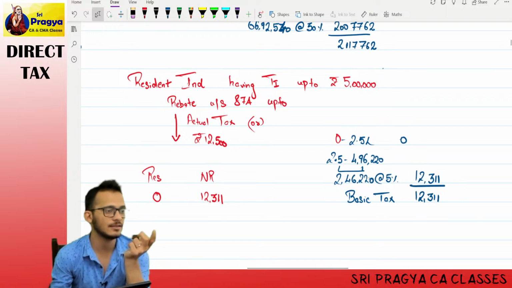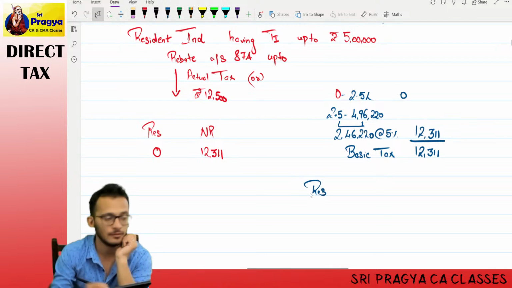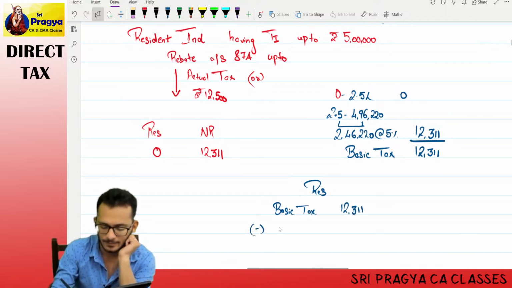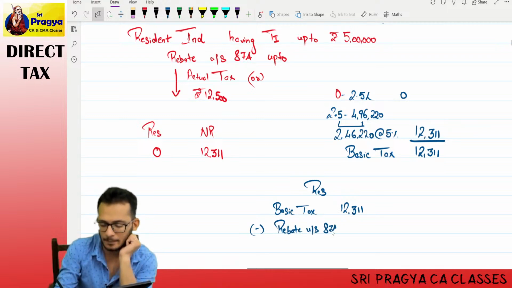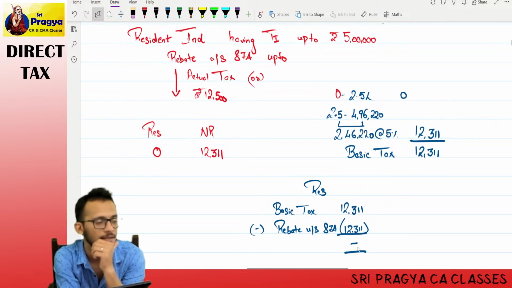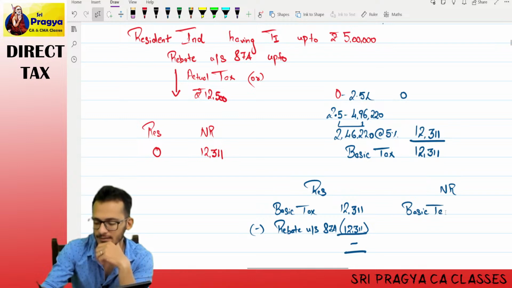At this point of time, you need to ask yourself whether he is a resident or non-resident. Assuming he is a resident, what will you do? You will say basic tax is 12,311 minus rebate under section 87A, 12,311 in brackets, number becomes 0. Rahul, what if he is a non-resident? Basic tax is 12,311. You will leave 3 lines.